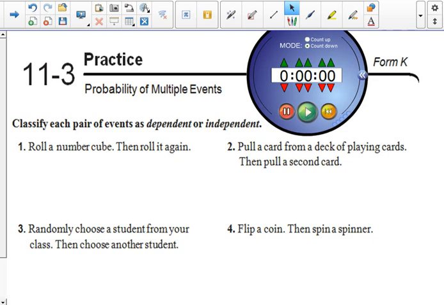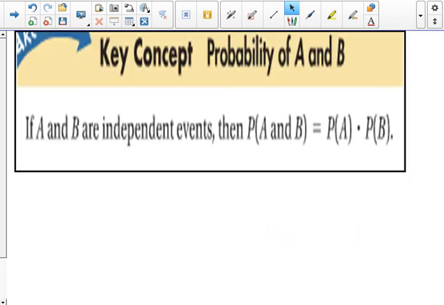So, IDDI. So here's the probability concept. Probability of A and B. If A and B are independent events, like rolling a dice or spinning a spinner, then the probability of A and B is equal to the probability of A times the probability of B. So you multiply.